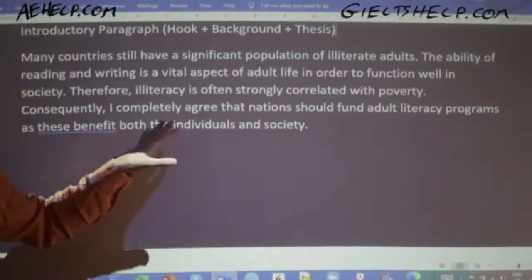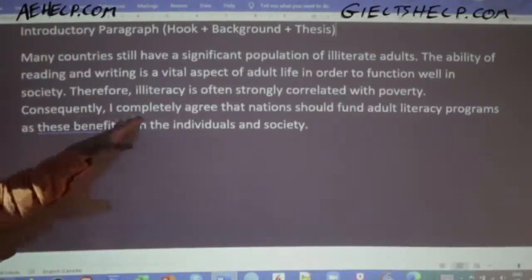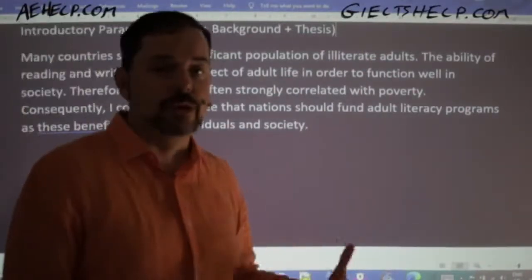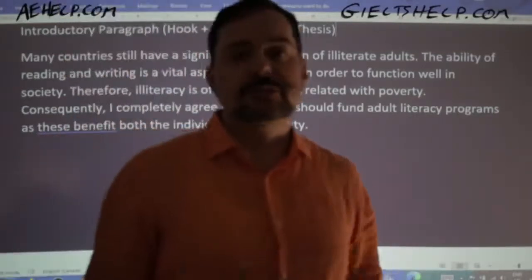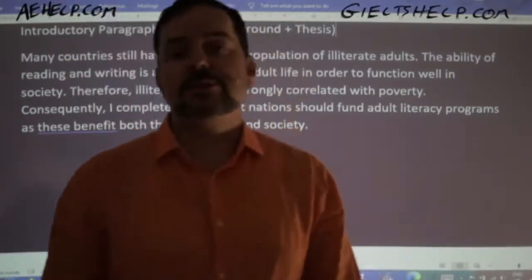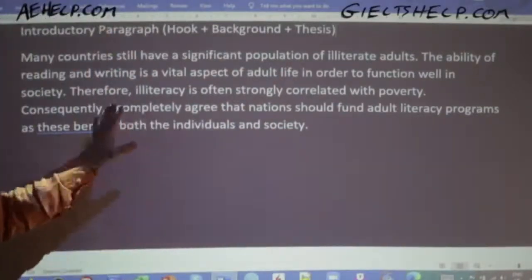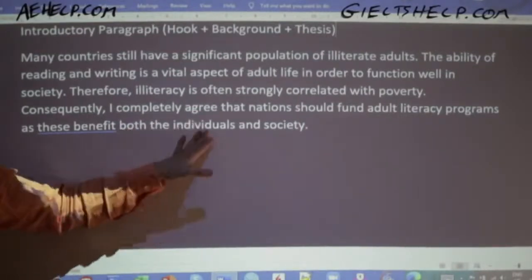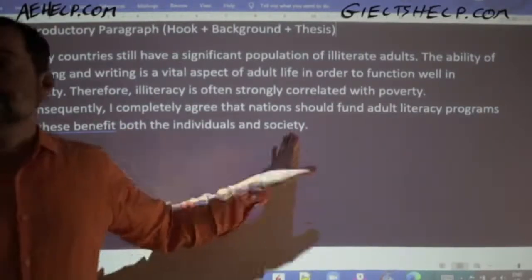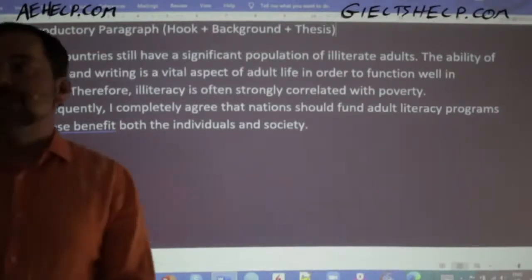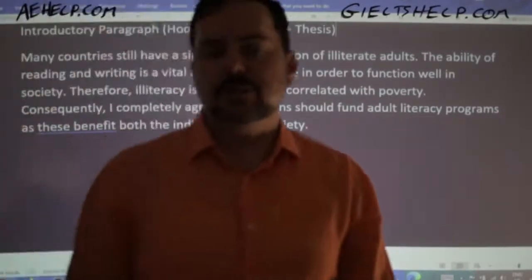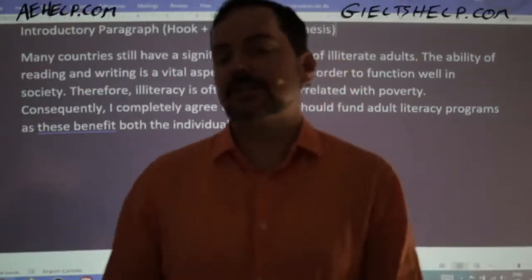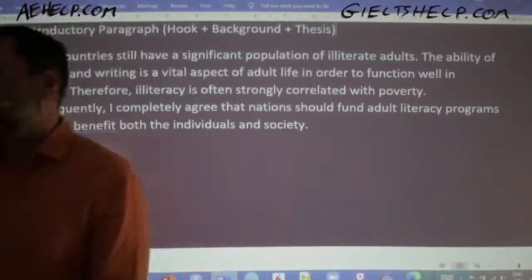Deepika, the thesis statement is the last sentence. This one, consequently, I completely agree that nations... Okay, the question is asking, do you agree or disagree that governments should fund these adult literacy programs? So this is my thesis statement. The thesis statement is the argument which gives reasons for my argument. So the reasons are to benefit the individual and to benefit society. And Deepika, it's almost always that your thesis statement is the last one or two sentences of your introduction. Okay.